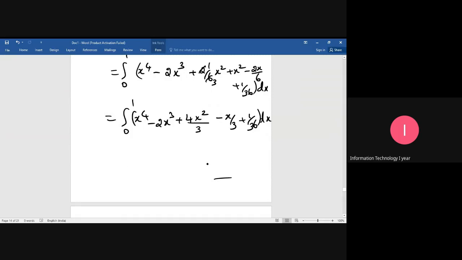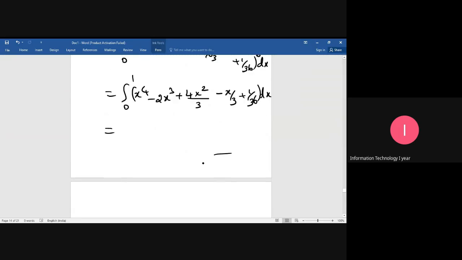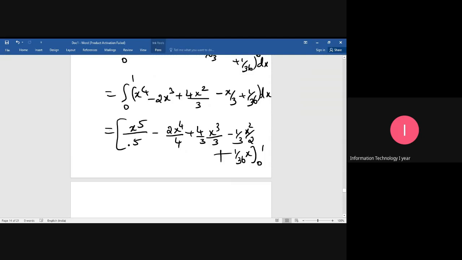So check it, minus 1 by 3. Okay. So now the integral of x to the power 4, what is the integration? x to the power 4 gives x to the power 5 by 5, right? x to the power 5 by 5 minus 2 times x to the power 4 by 4, plus 4 by 3 into x cube divided by 3, minus 1 by 3. The integration of x is x square divided by 2, plus constant term, plus 1 by 36 x. The limit is 0 to 1.